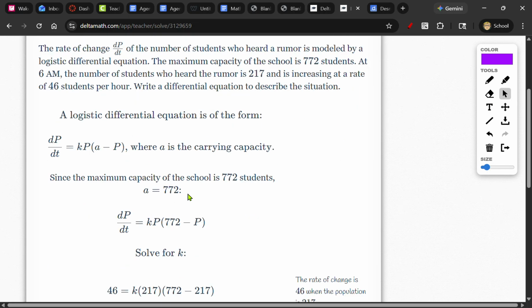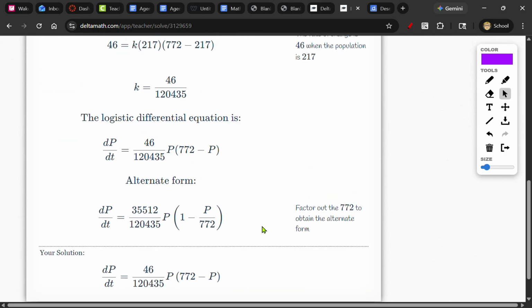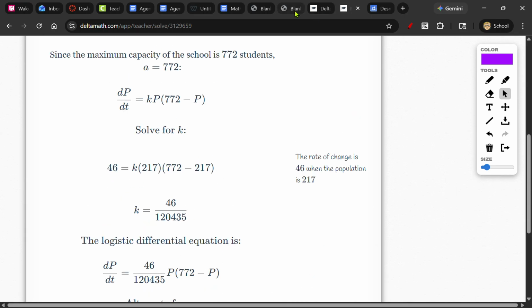Okay. So again, we've got our carrying capacity. We've got some initial conditions where we know how many people know a rumor at a certain time and how fast the rumor is spreading at that particular time. The fact that it's 6 a.m. is totally irrelevant. We don't have to plug a 6 in anywhere because our differential equation does not depend on t. The population depends on t, right? The later in the day, the more people know about it. But this is just modeling how fast it's growing over time. Okay? All right, so that's all we've got.